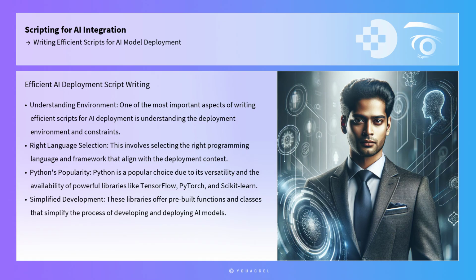One of the most important aspects of writing efficient scripts for AI deployment is understanding the deployment environment and constraints. This involves selecting the right programming language and framework that align with the deployment context. For instance, Python is a popular choice due to its versatility and the availability of powerful libraries like TensorFlow, PyTorch, and Scikit-learn. These libraries offer pre-built functions and classes that simplify the process of developing and deploying AI models.